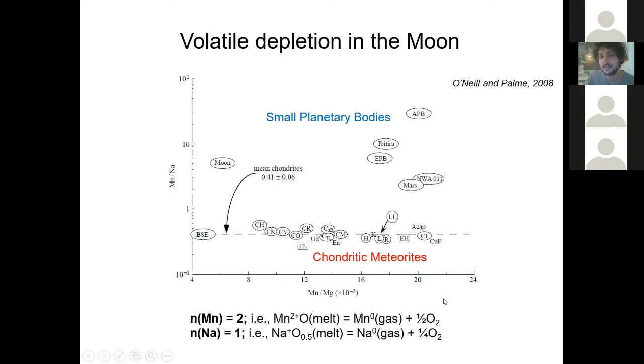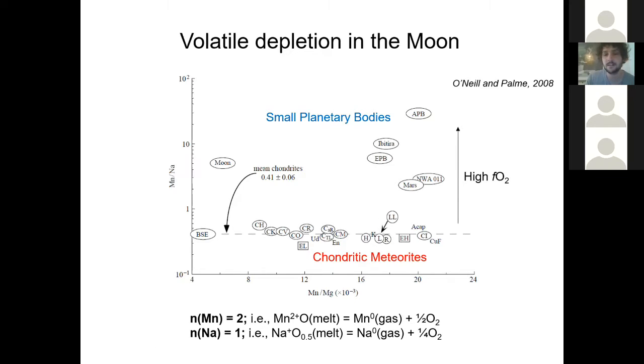This means that they have different dependence on the oxygen fugacity, i.e. how oxidized the body is, in which if the body is more oxidized, then manganese becomes less volatile than sodium. And so the fact that these have elevated manganese-sodium ratios indicates that whatever caused the volatile depletion in these bodies was quite distinct from the reduced conditions in the solar nebula.